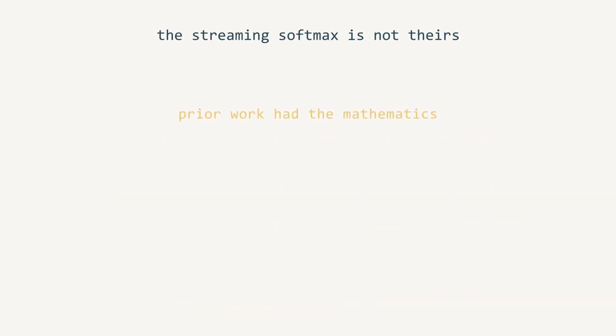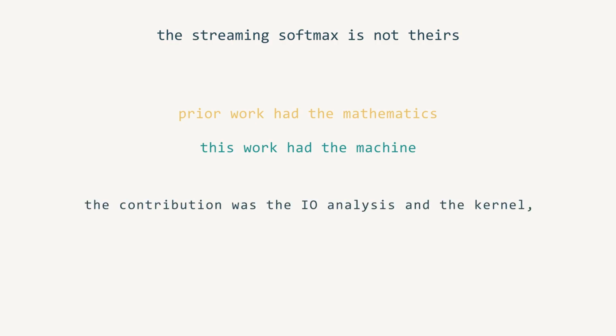The streaming softmax isn't theirs. Online softmax normalization was published in 2018, and a 2021 paper showed self-attention doesn't need quadratic memory. The contribution here is combining that with tiling, proving the I/O bound, and critically, writing the fused kernel that turns it into wall clock speedup. Prior work had the maths without the machine.